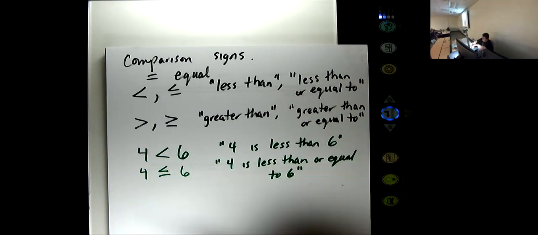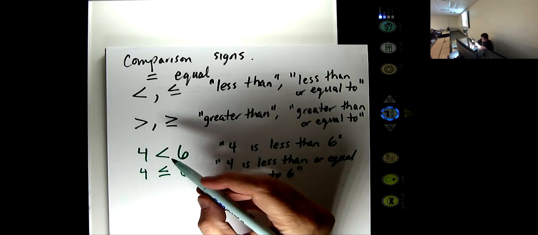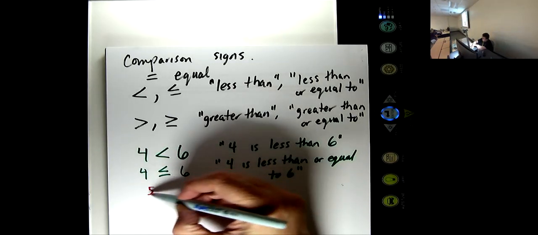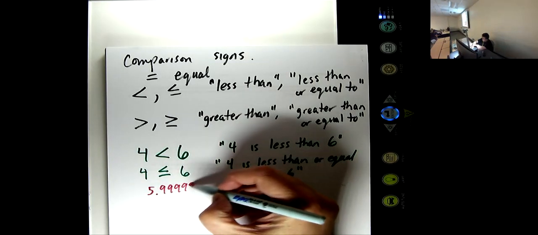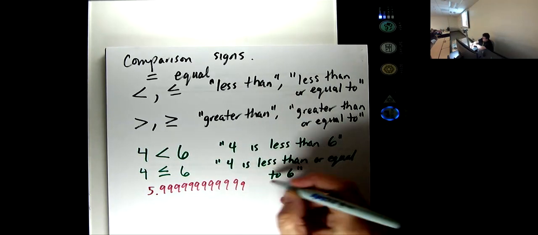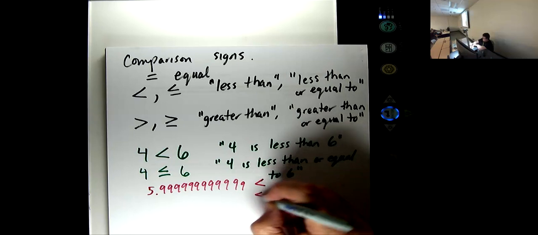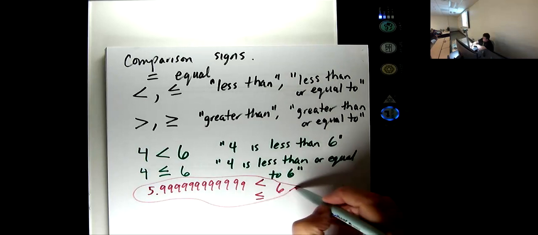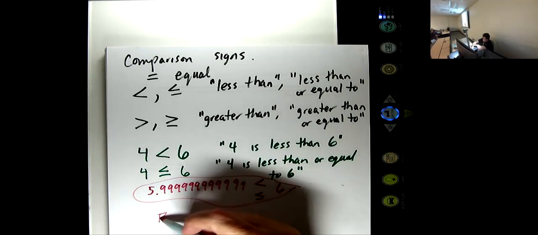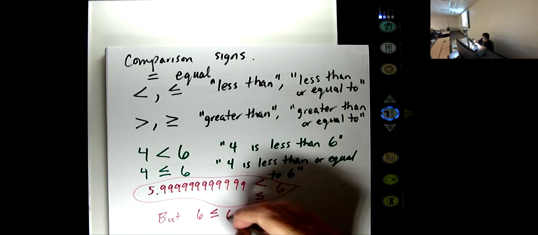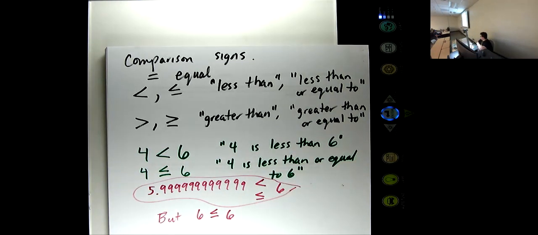In fact, the difference between the two is, if I have 5.99999999999, and I keep putting nines, I can either say less than, or I can say less than or equal to 6. Both of those will work. But if it's a 6 on the left, the only one I can do between those is 6 is less than or equal to 6.